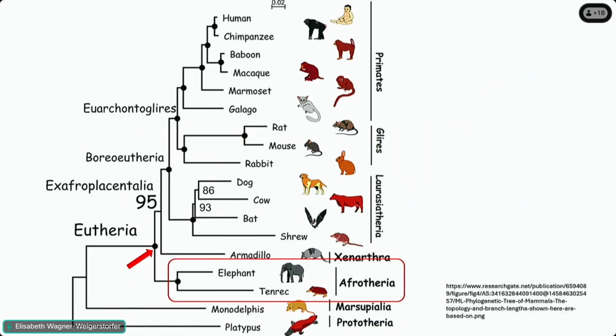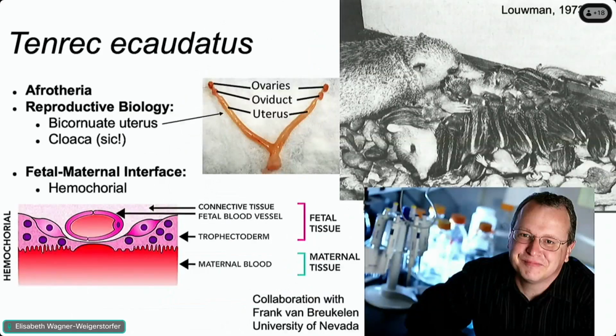And in order to know what's going on there, it's necessary to include in our comparison animals from the most basally branching part of the Eutherian tree, and those are Afrotherians, so tenrecs, elephants, and hyraxes, and things like that. And in fact, this is the reason why we chose to work on tenrec, in particular Tenrec ecaudatus.